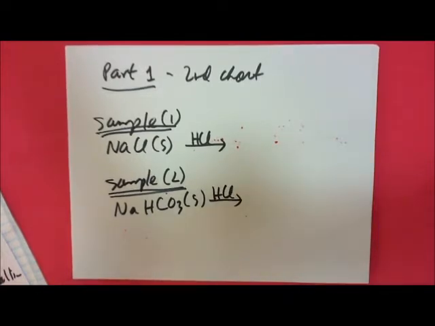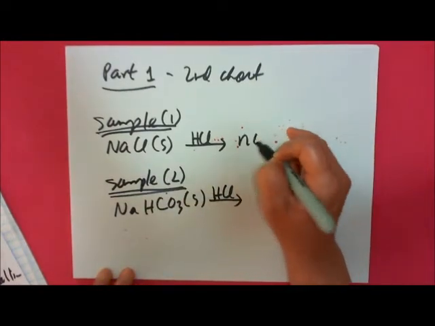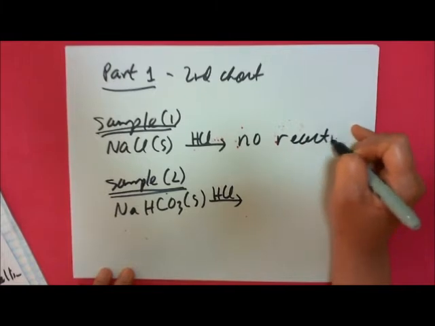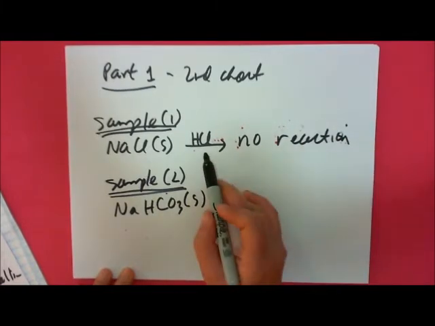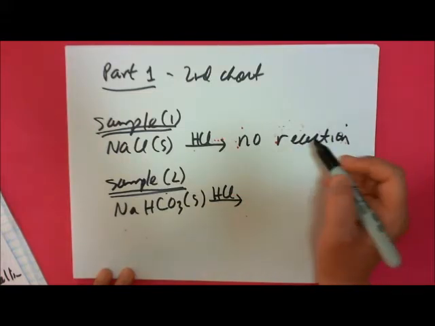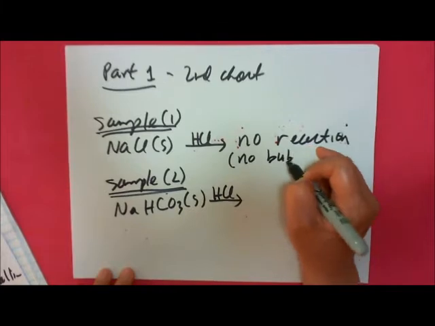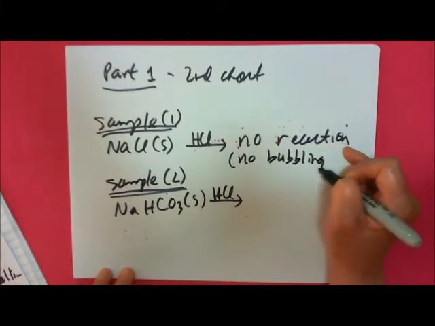What should happen is the hydrochloric acid, when you add it to sodium chloride, should result in no reaction. So if you add hydrochloric acid to sodium chloride, you should see nothing. When I say no reaction, you are going to see no bubbling.